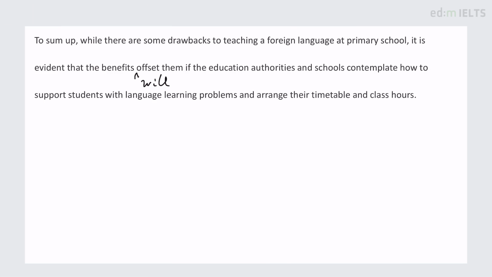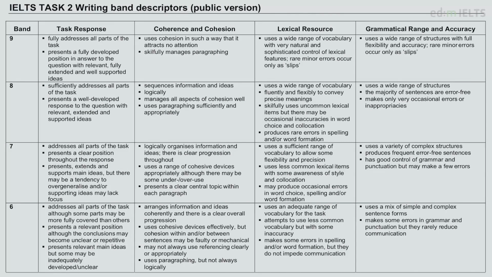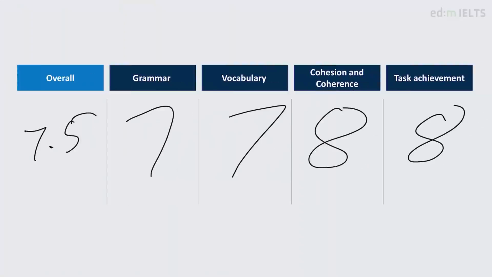And that's a recurring issue in this essay. So, a well-developed response, but it's not perfect. It's not fully developed, and that's why I gave it 8.